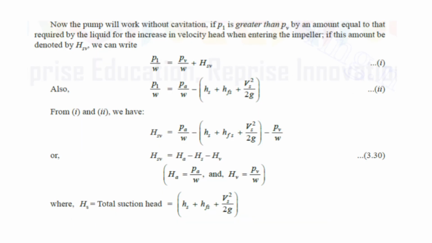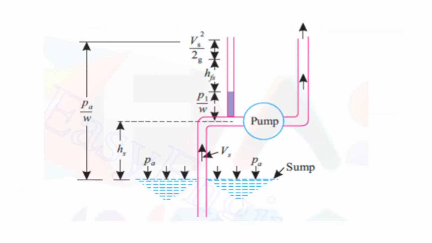This is the diagram. In this diagram, this is the pump and this is the sump. From the sump, Pa is the atmospheric pressure. From the atmospheric pressure to the center of the pump is known as suction head. From the sump level, Pa by W is the atmospheric pressure divided by the weight density of water. From the center line of the pump, this is P1 by W. HFS is the loss, and V square by 2G is the kinetic energy. This is the net positive suction head diagram.